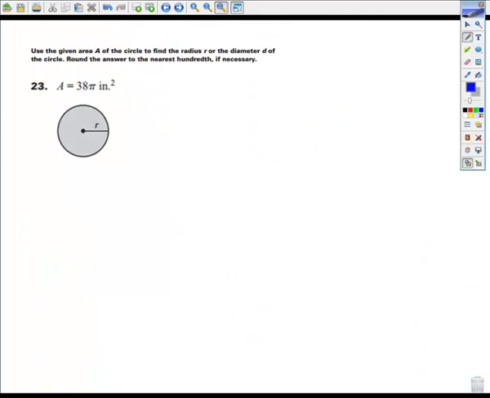Alright, next. Use the given area A of the circle to find the radius or the diameter of the circle. Round the answer to the nearest hundredth if necessary. So I know that my area is pi r squared, and my area here is 38 pi. So I'm going to set that up. My area, 38 pi, equals pi r squared. And in this case, I'm solving for the radius, so I have to divide by pi. Pi divided by pi is 38 in this case. That's what it leaves me with. Equals r squared. And now I simply square root it.